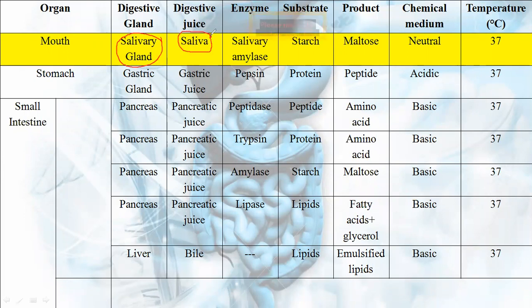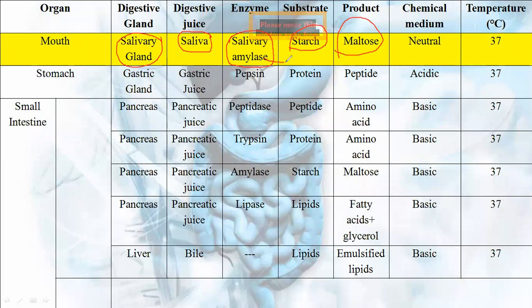Inside the saliva, we have a special enzyme. This enzyme is called salivary amylase. So salivary amylase, it works on what? Which substrate? It works on starch. To give what? To give maltose. So substrate is the substance that the enzyme is working on.